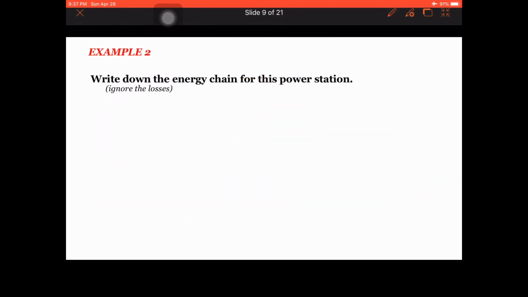Example number 2. Write down the energy chain for this power station. It's asking us to ignore the losses for this time, because we're going to discuss the loss of energy when we go to efficiency and Sankey diagrams. So let me show you the power station first.